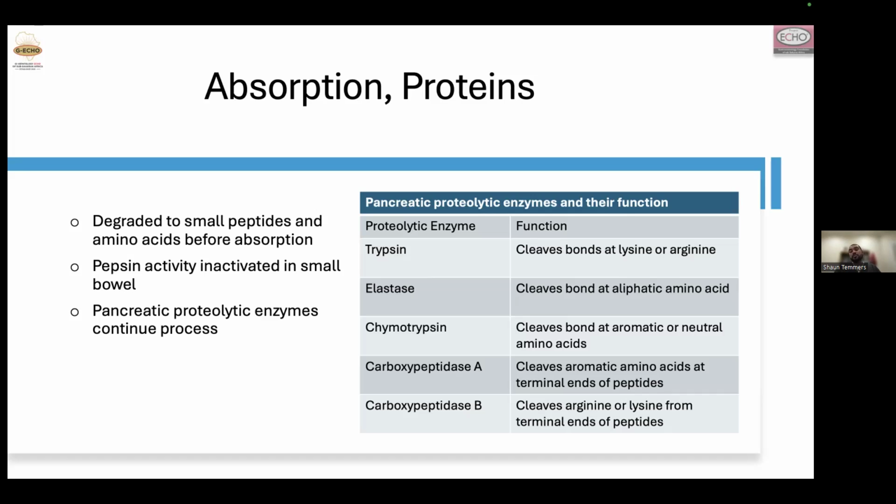Once the smaller amino acids are liberated from your polypeptides, they are then transported into the enterocyte again via active transport, and then go for further processing to smaller amino acid compounds within the liver.